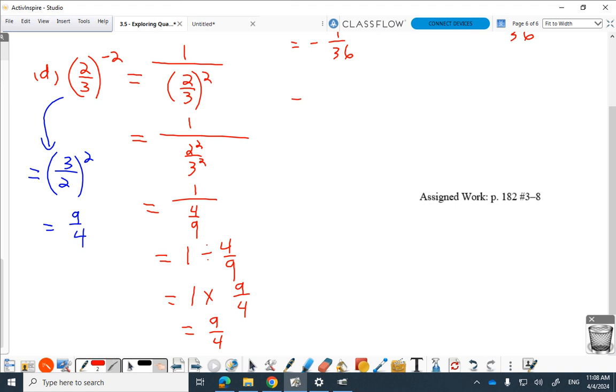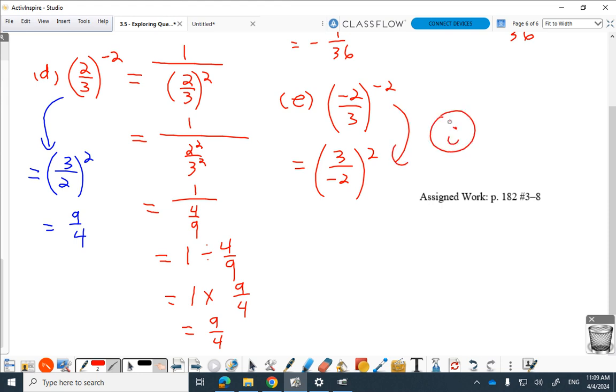What's your last one? Negative 2/3. Well, where's the negative? Inside. Who wants the shortcut? Negative exponent means flip the fraction. Negative exponent means flip the fraction. Numerator goes to the denominator. Denominator goes to the numerator. And then you can square both pieces and you're done.